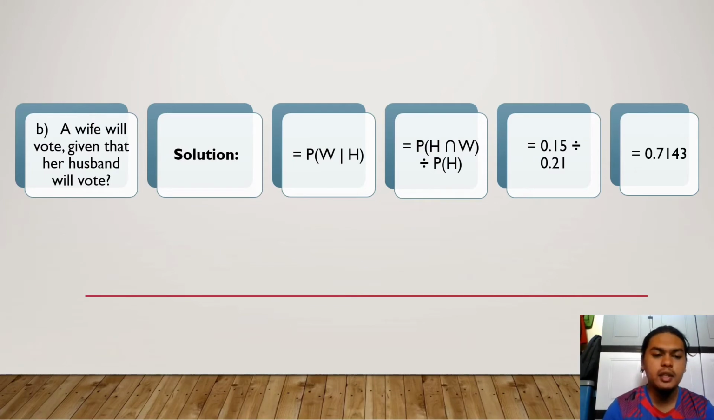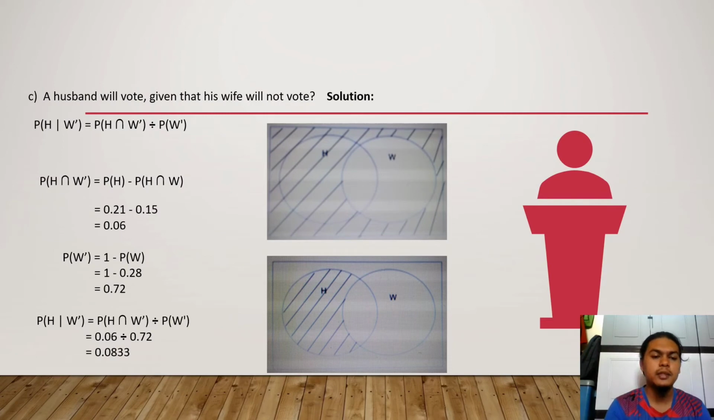Question B. What is the probability that a wife will vote given that a husband will vote? For the solution, we have to find the probability of W given H. Based on the conditional probability rule, the formula for the probability of W given H is equal to the probability of H intersect W divided by the probability of H. So we will calculate and get 0.15 divided by 0.21, and the answer is 0.7143.